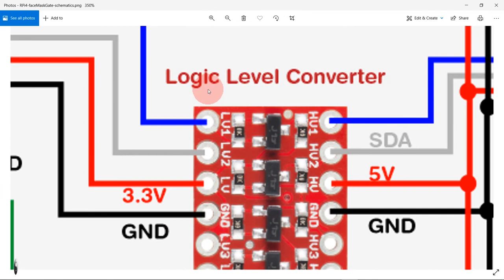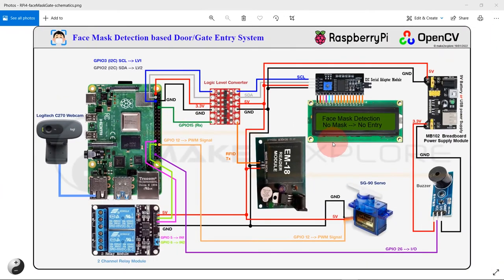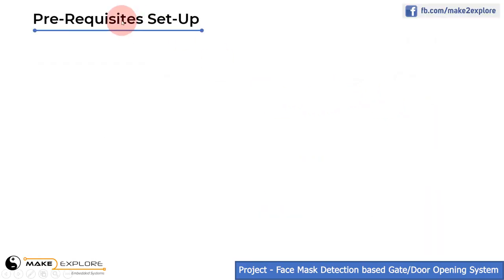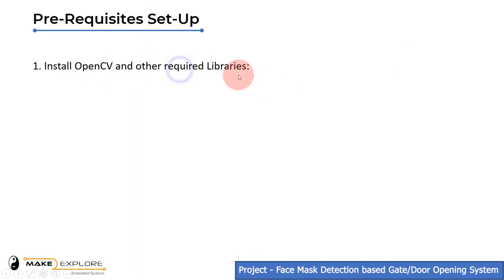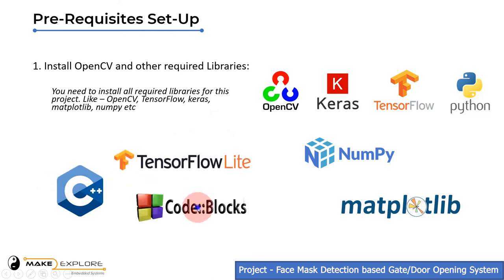You can even zoom it further, like this, to get a clearer view of each connection. Please note that, if you want to replicate this project on your desk, then you have to set up the following things as a prerequisite. 1. Install OpenCV and other required libraries like Keras, NumPy, Matplotlib, etc. Also, as we have already mentioned earlier, if you are planning to code in C++, then you need to install the Code::Blocks IDE and OpenCV from its source rather than the Python package.